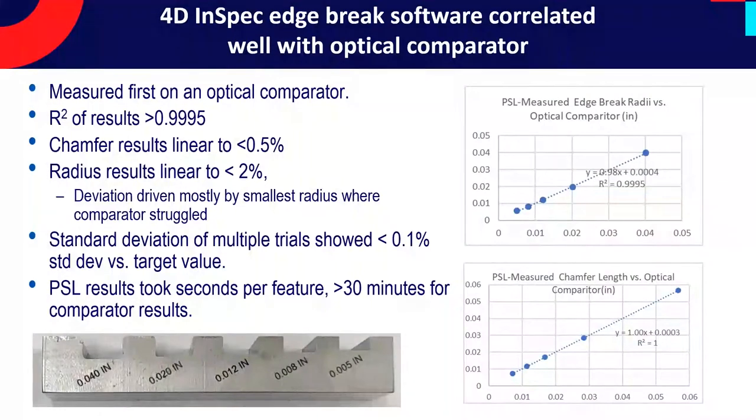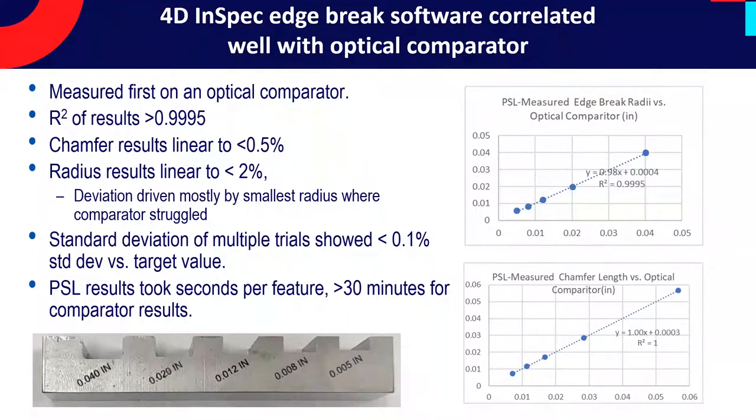Okay, all right. So these are some of the results from some measurements. These graphs are from our PSL, polarized structured light, that's our instrument. Our measurements are compared to an optical comparator on our algebraic standard here. Our R squared value was 0.9995 versus an optical comparator. So our results correlated very well with the optical comparator, but our results take about 30 seconds, while optical comparators took about 30 minutes.